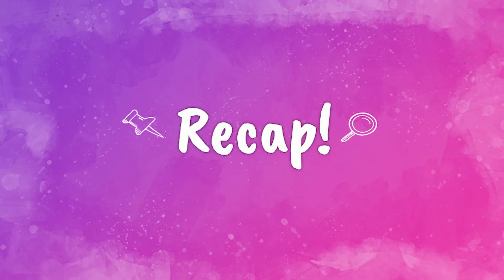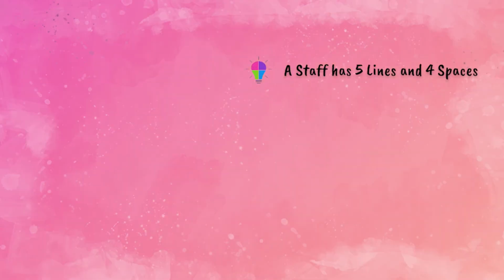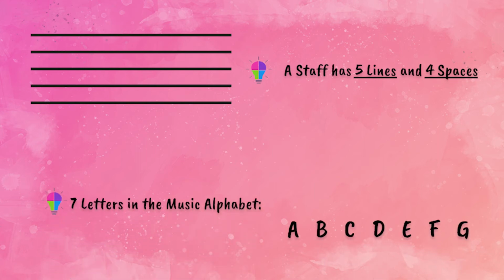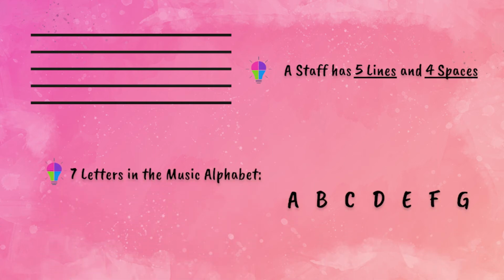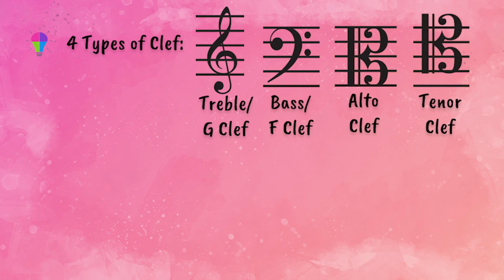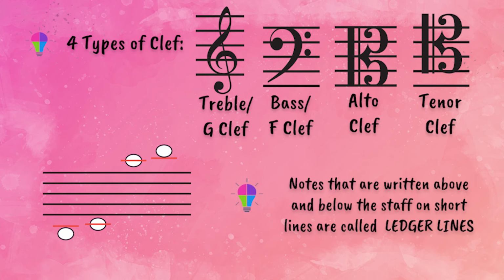So, just a recap for our lessons this week. Number 1, we have the staff, which consists of 5 lines and 4 spaces. There are only 7 musical letters or alphabets: A, B, C, D, E, F, and G. We have 4 kinds of clefs: the treble, bass, alto, and tenor clef. There are notes that are written above and below the staff on short lines called ledger lines.